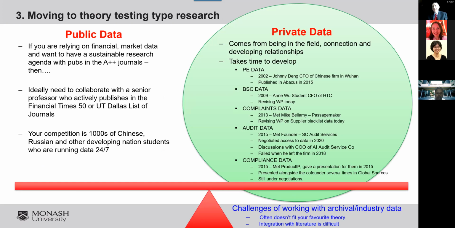Well, in this last section I'll talk about how you get access to private data, like the performance evaluation data I got from a CFO friend of mine in a listed company in China over 15 years ago. 2002, we published it in Abacus 13 years later in 2015. Balanced scorecard data, like I said earlier, we got from HTC, and we're working on that as we speak. Complaints data, we've just created a paper and submitted it to a major journal. There were over 3,000 complaints of suppliers made by buyers all around the world.